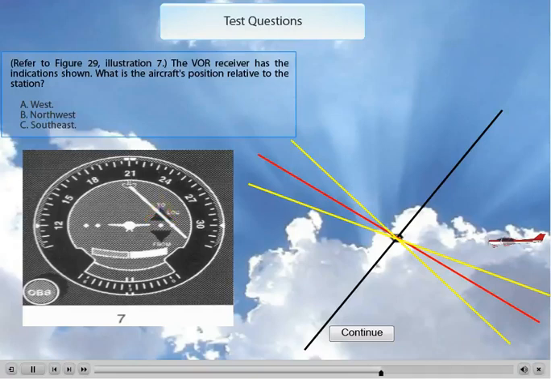Now, if you look at the needle itself, for the easy solution to this question, before I told you to use the flag for one of the indications and the needle for the second. Since we don't have a flag this time, we can just use the needle. If you look at where the needle is pointing, to about 300, so northwest. Well, if the needle is telling you that you need to go northwest to go to the station, you have to be southeast.